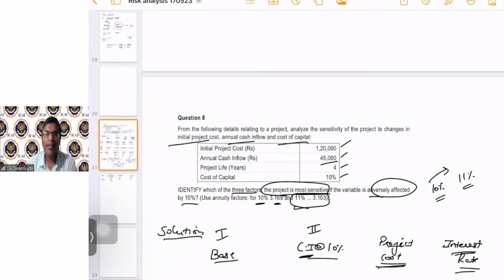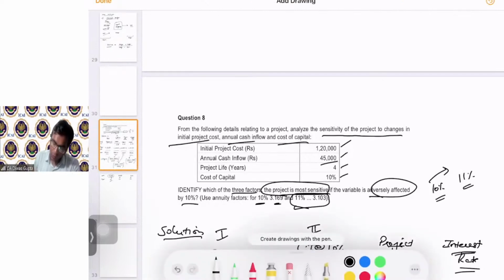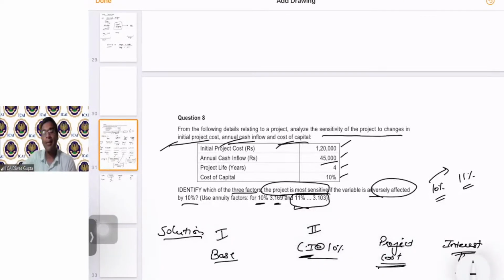But the question is saying that they are trying to analyze the sensitivity of the project to initial project cost, annual cash inflow, and cost of capital. If they're trying to analyze this, then we have to take one factor at a time and change it and see what is the impact because of that factor.